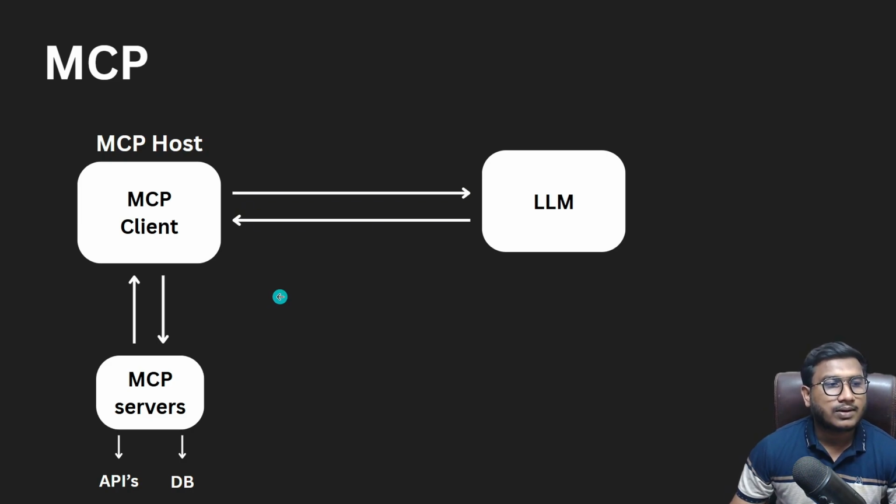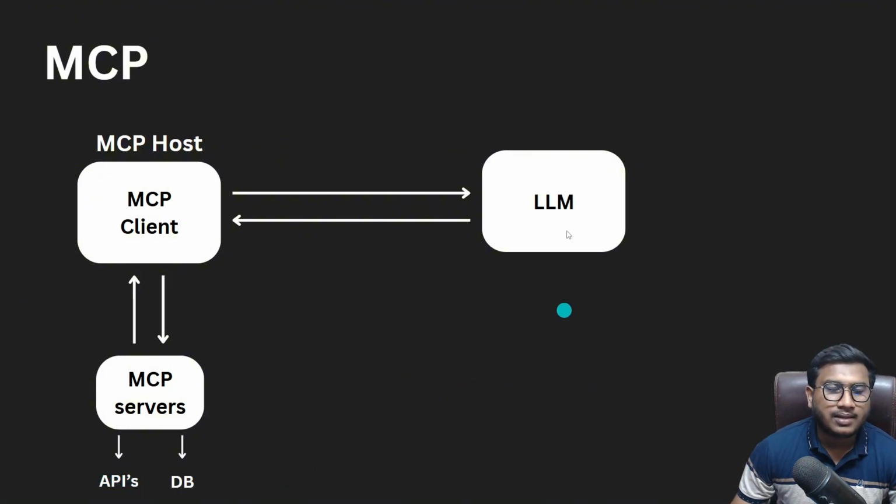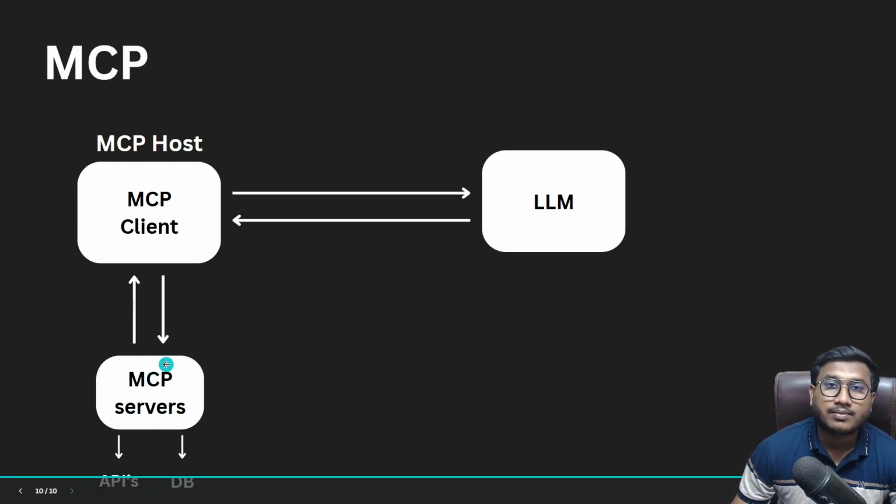Here what will happen, guys: whatever question it gets, it will go to the MCP host, use the MCP client, and first check how many servers and how many tools it has. It will return all the tools. Then this particular question will go to the LLM. Then the LLM will communicate with the MCP client, send the feedback, and select a specific tool.